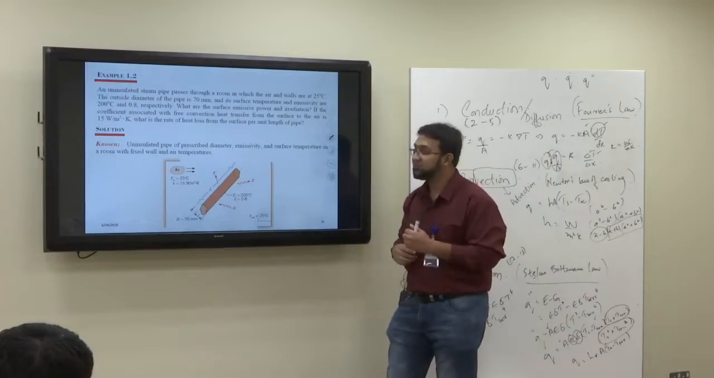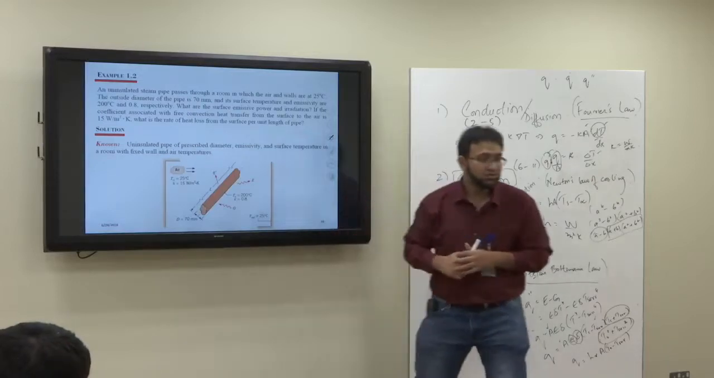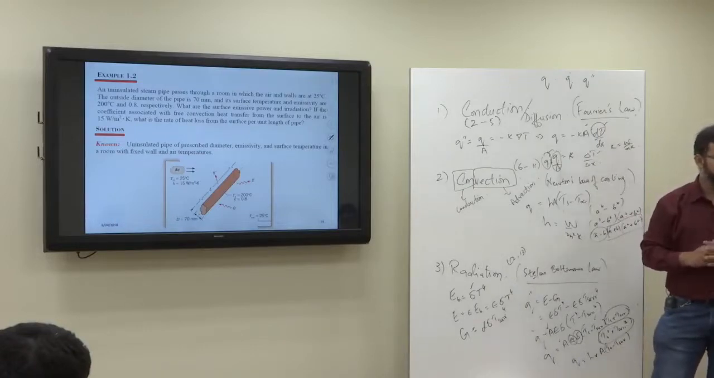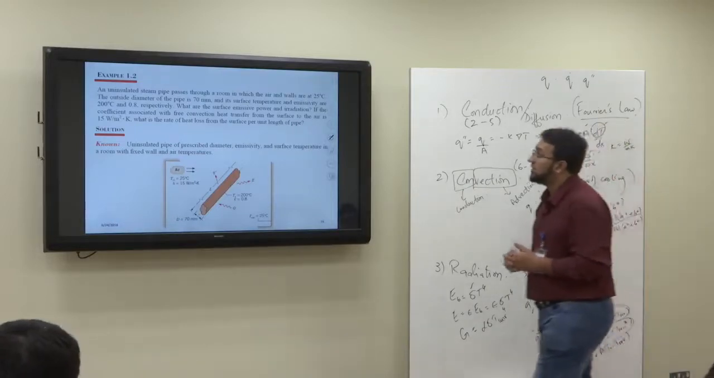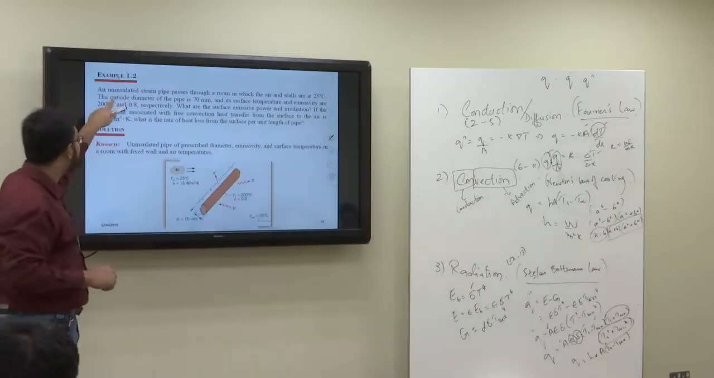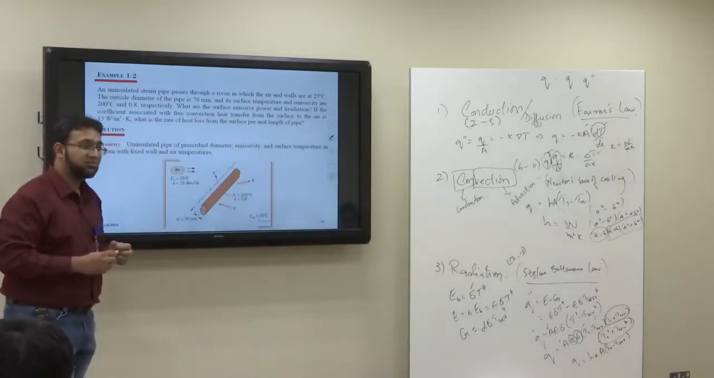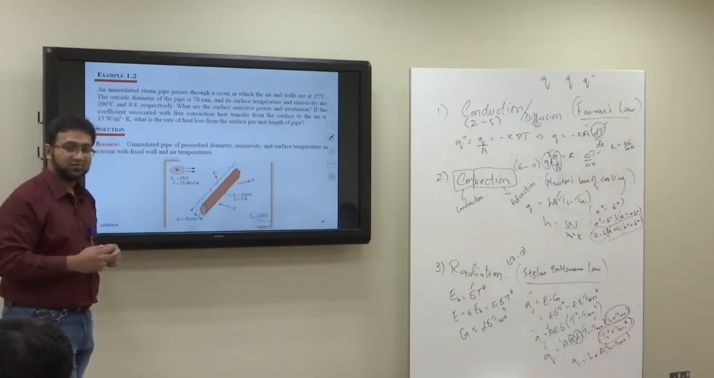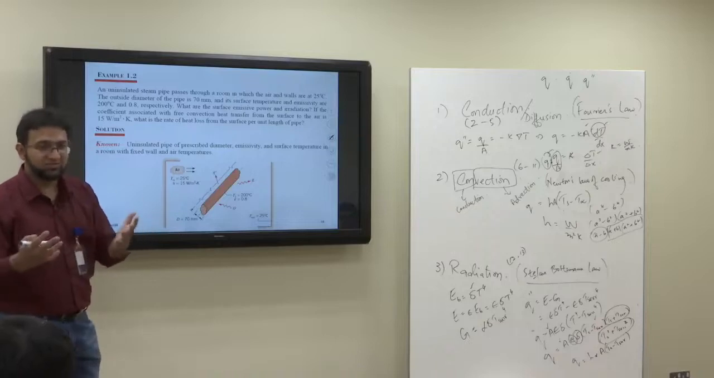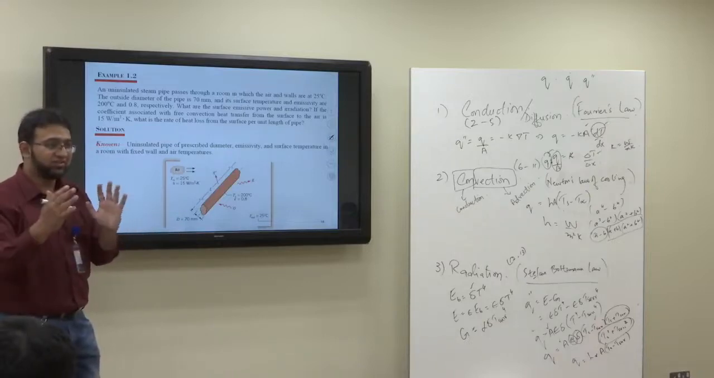Let's have this example, and that's it. After this example, our today's lecture is over. An uninsulated. What does insulation mean? And uninsulated means there will be heat transfer. So nothing is restricting the heat transfer.